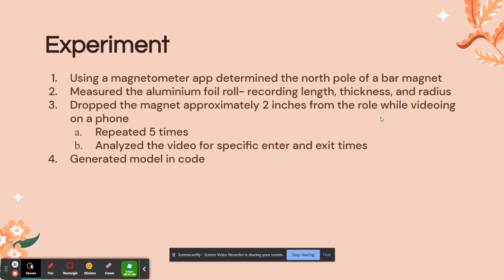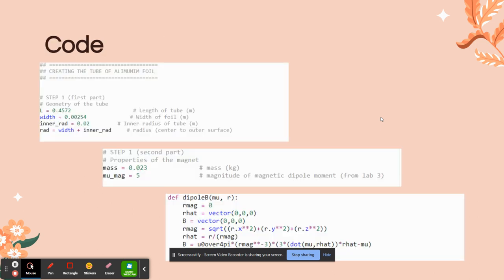We repeated this step 5 times and then analyzed the video for specific enter and exit times, and then took an average of the overall time the magnet took to enter and exit. Then we generated a model in code.